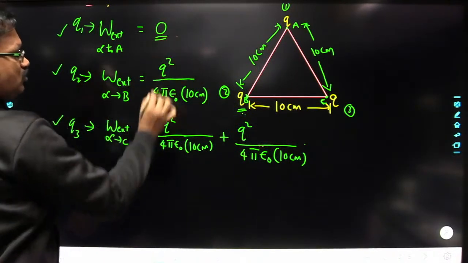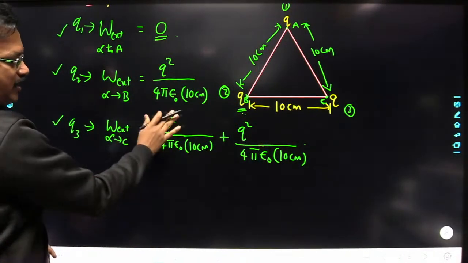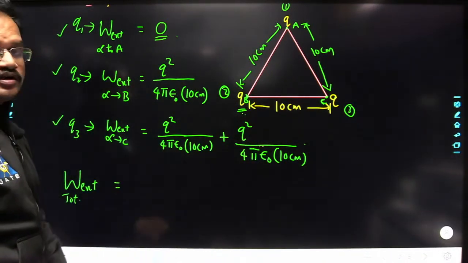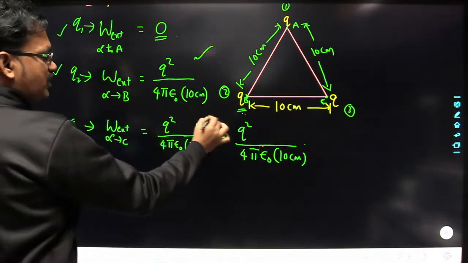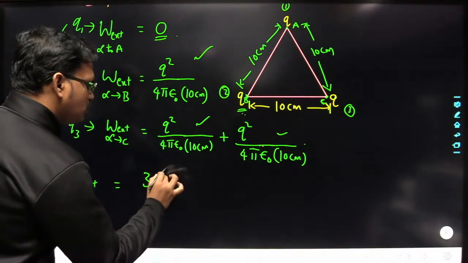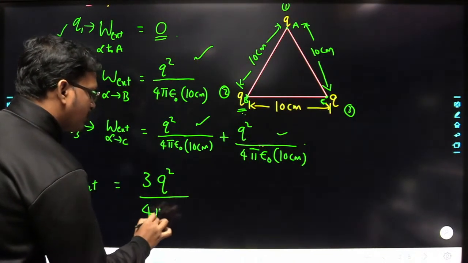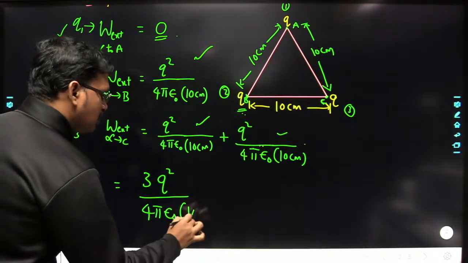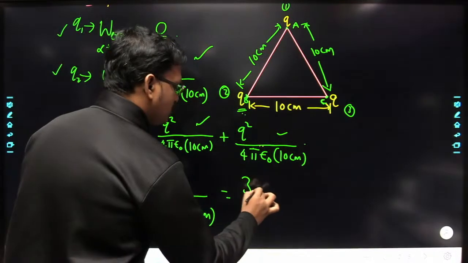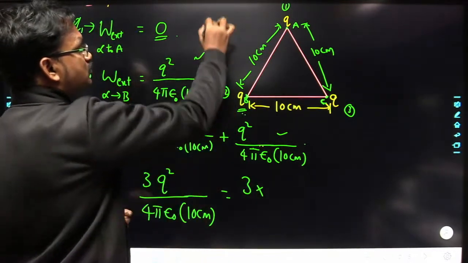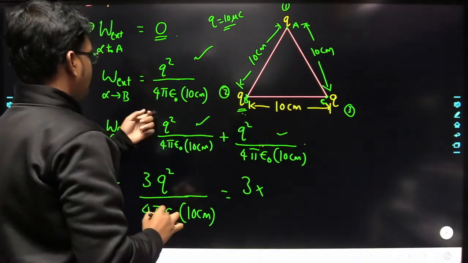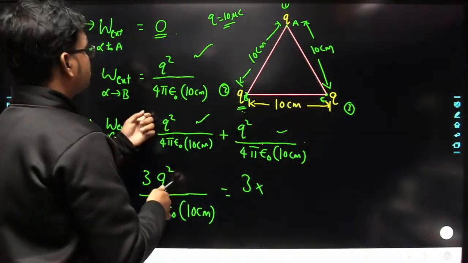Here it is 0 plus q square by 4 pi epsilon naught into 10 centimeters. Here also q square by 4 pi epsilon naught into 10 centimeters. So this value is same, this value is also same. So if I add up, I can write directly 3 into q square by 4 pi epsilon naught into 10 centimeters. So this is equal to 3 into, what is the q value here? Q value they have given as 10 microcoulomb. Yes or no? Right?